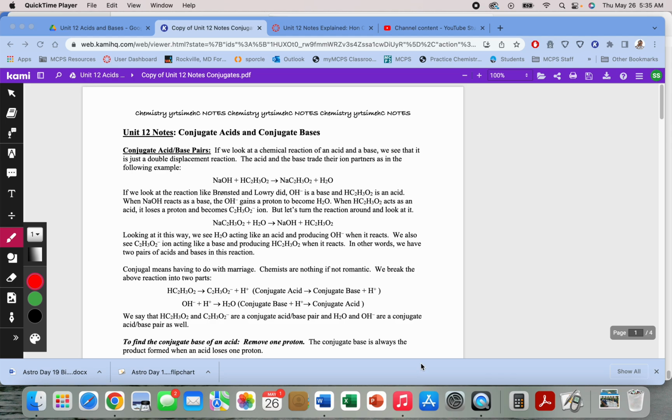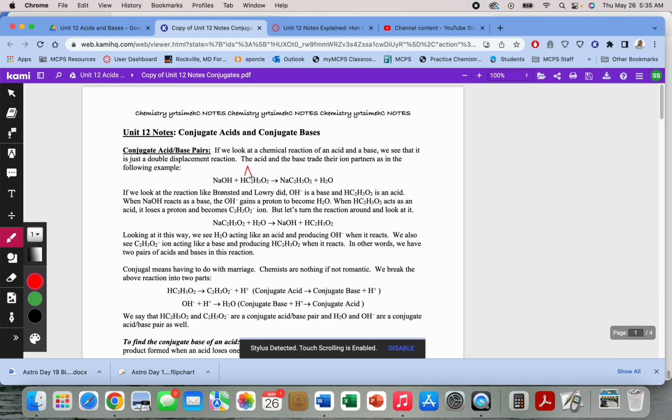Conjugate acids and conjugate bases, and you're like, we don't need to talk about anything. Well, as it turns out, this is a good follow-up to what we've done before. Now, if we take a look at a chemical reaction, you might think, okay, I know how to recognize acids and bases, and I recognize that this guy here is my acid, right? And that this guy here is my base.